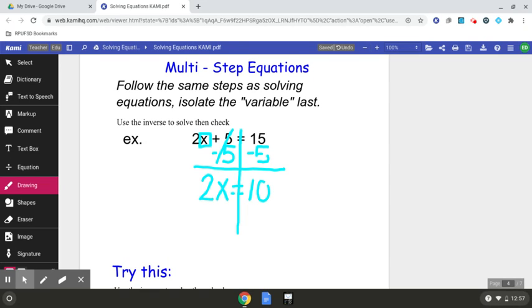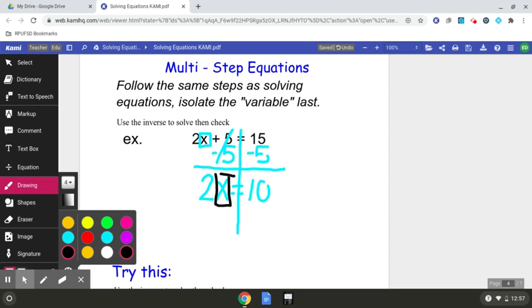And then again, I want to still solve for x, right? My goal is to get x by itself, so I have to remove this 2. 2 and x are attached with multiplication. The opposite of multiplication is to divide. So x is equal to 5.